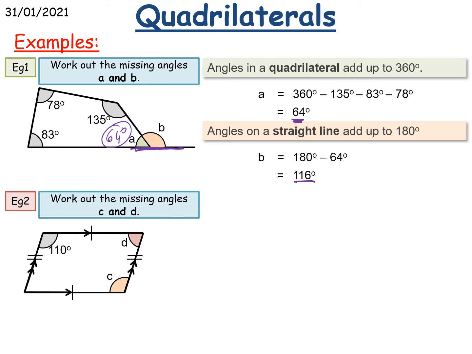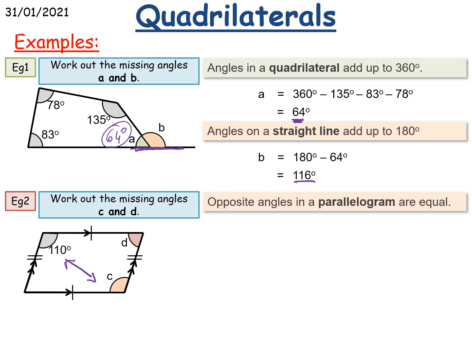Work out the missing angles C and D. So what we can see here is this is a parallelogram. And what do we know about parallelograms? We know that opposite angles in a parallelogram are equal to each other. So opposite angles are equal. So C must be 110 degrees.